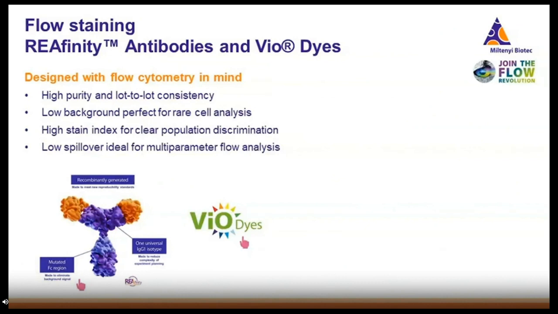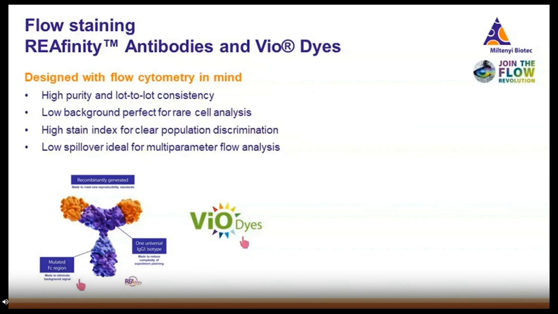Simply, it means that we have full control over their genetic sequence, and we can express them in mammalian non-hybridoma cell systems. And therefore, they have a higher purity and also lot-to-lot consistency compared to conventional monoclonal hybridoma antibodies. Furthermore, they provide really low background staining, which makes them really good tools for especially rare cell analysis.